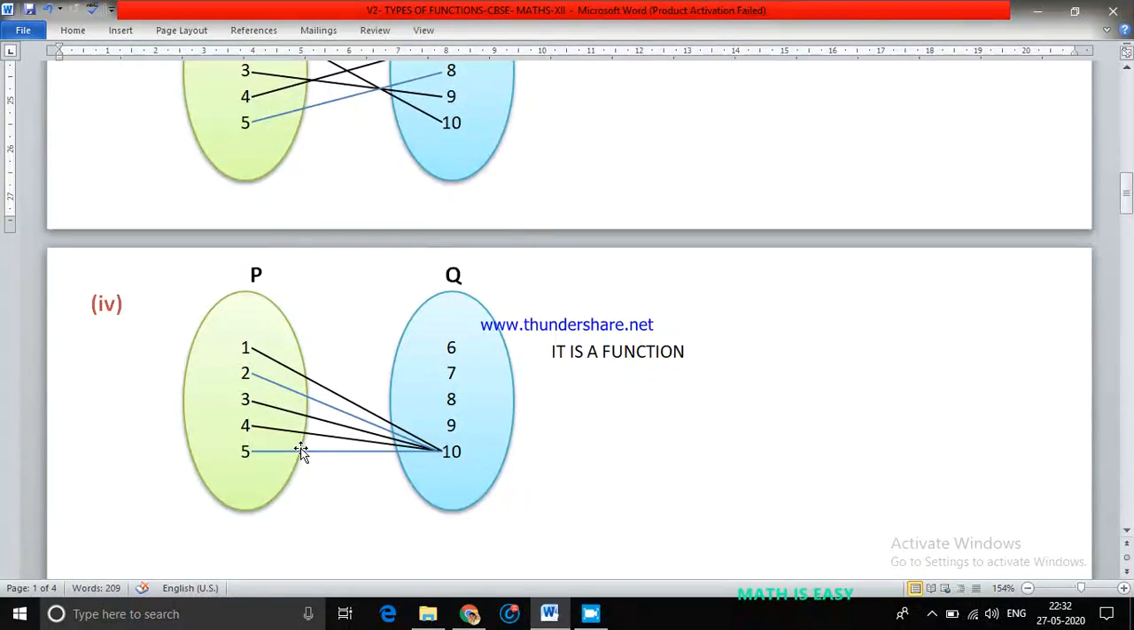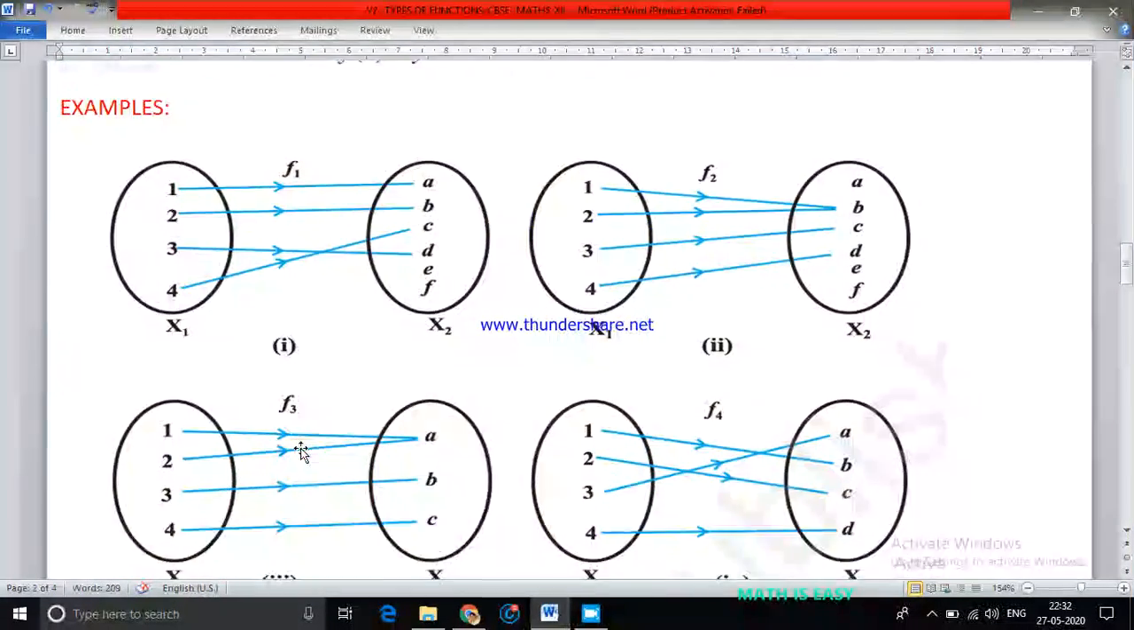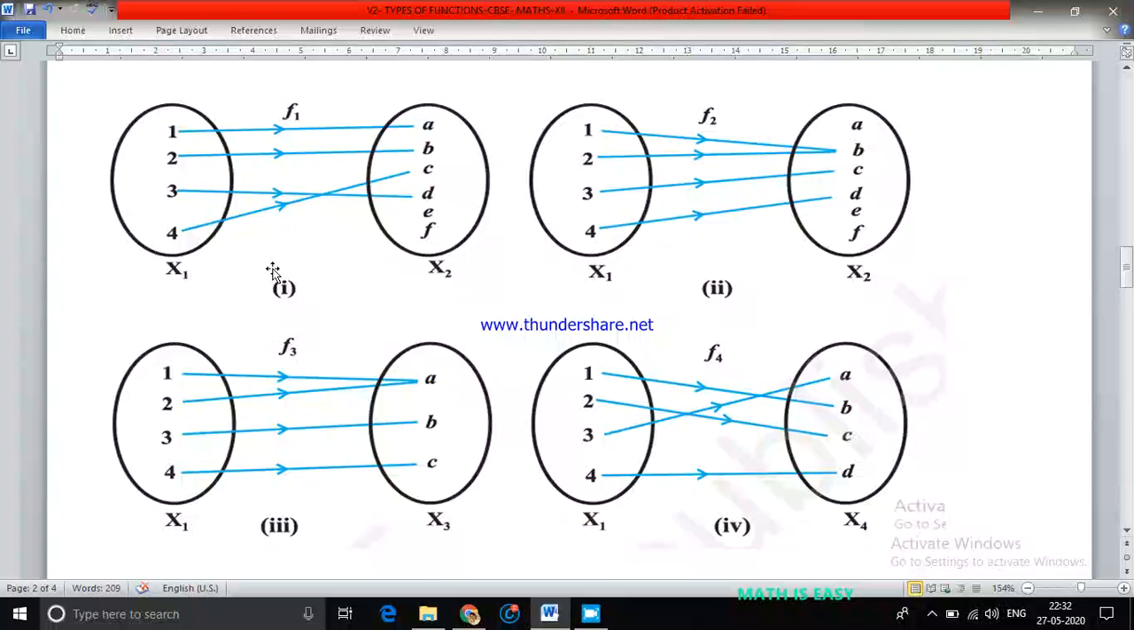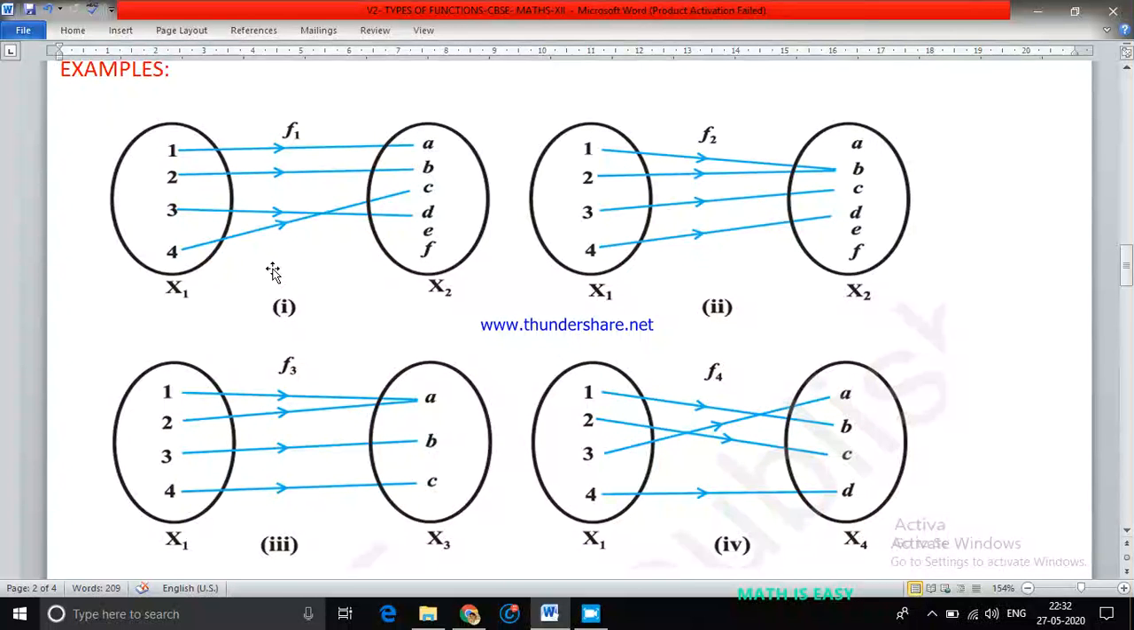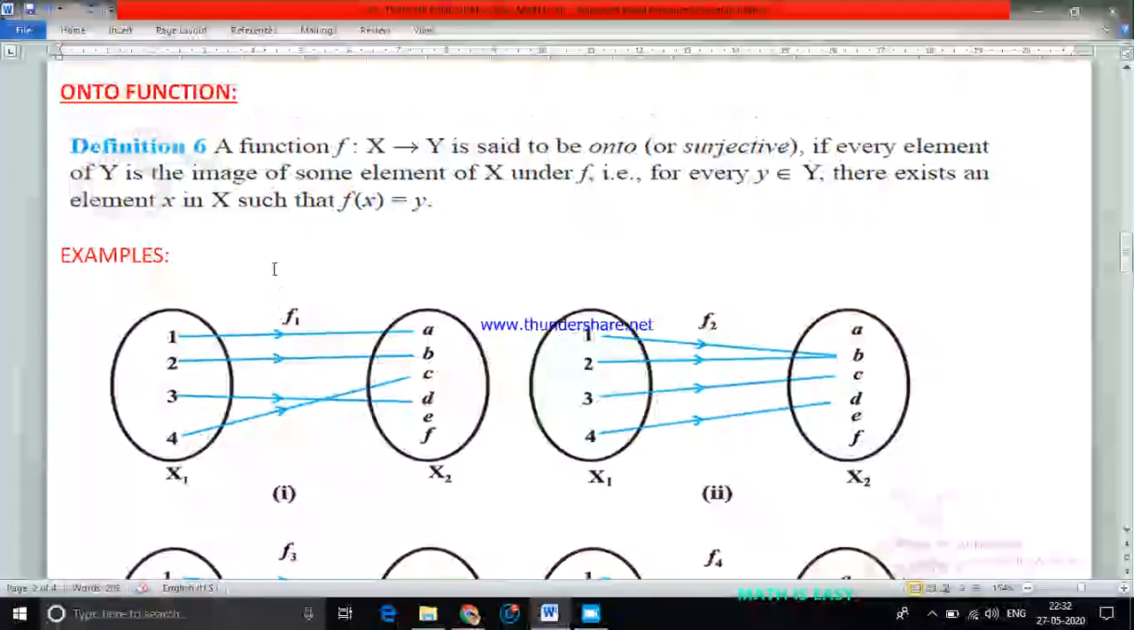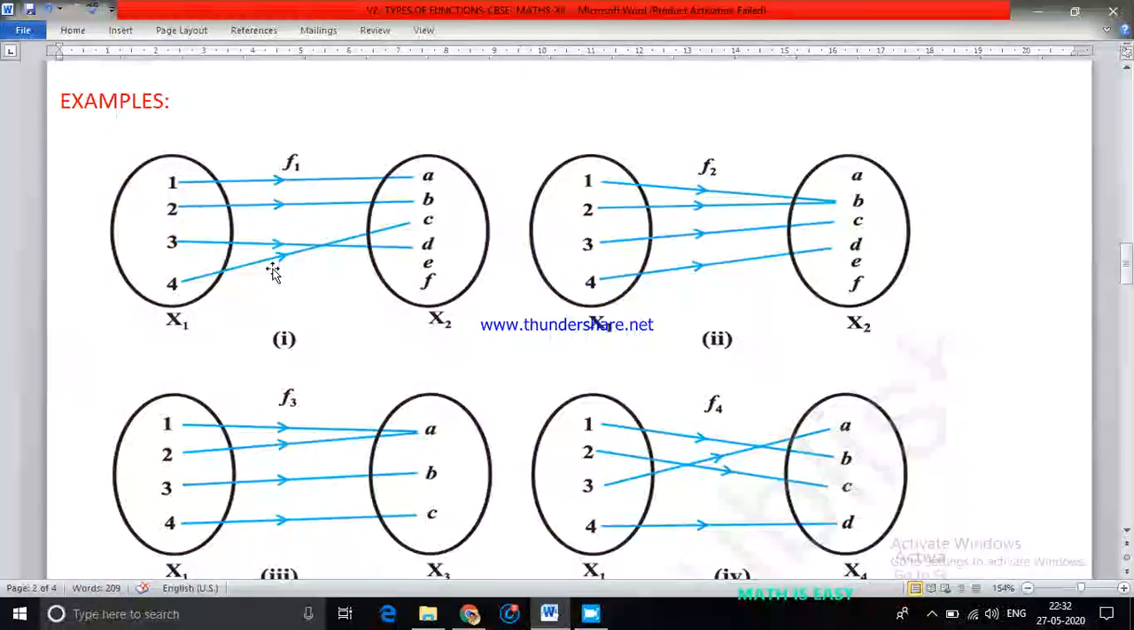No, there is the algebraic way to solve it. Before that, there are a few more examples. You have to decide which are the one-one functions and which are onto functions. Now you have to decide whether it is a one-one function.